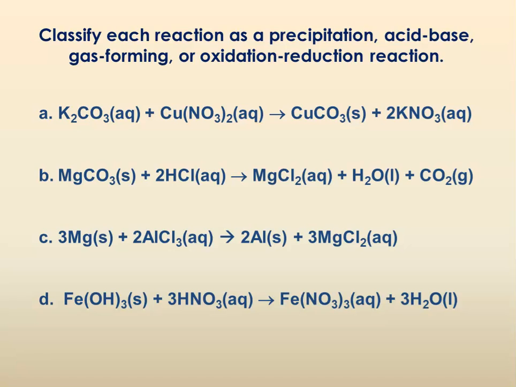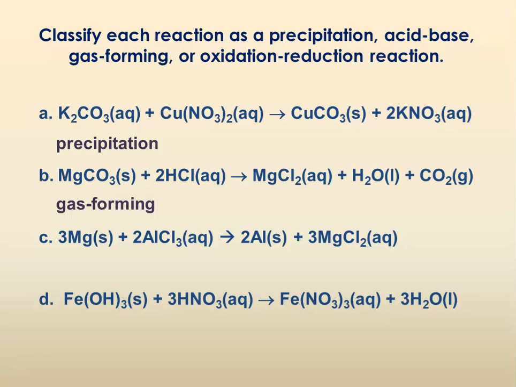So here are four examples. I just wanted you to go through and identify what type they were. So if we take a look at our first example, we have two ionic compounds, and then we have two ionic compounds as products. One of them is insoluble, so that would be an example of a precipitation reaction. In part B, we have an ionic compound reacting with an acid, and it's producing a salt, water, and CO2. So the gas forming should be a pretty good clue that that's going to be a gas forming reaction. It's a carbonate reacting with an acid.